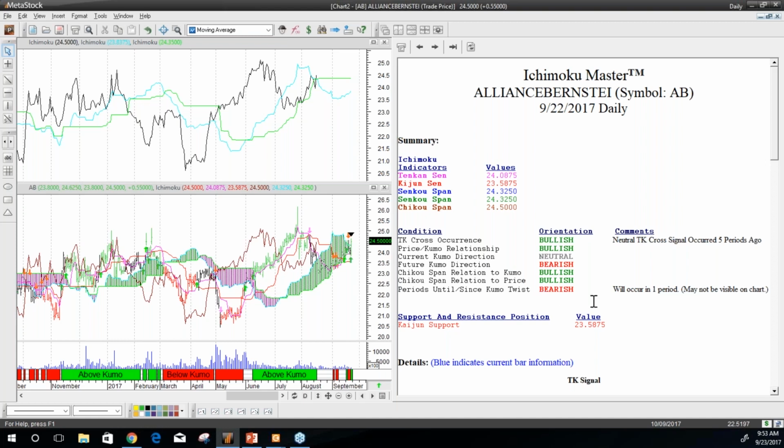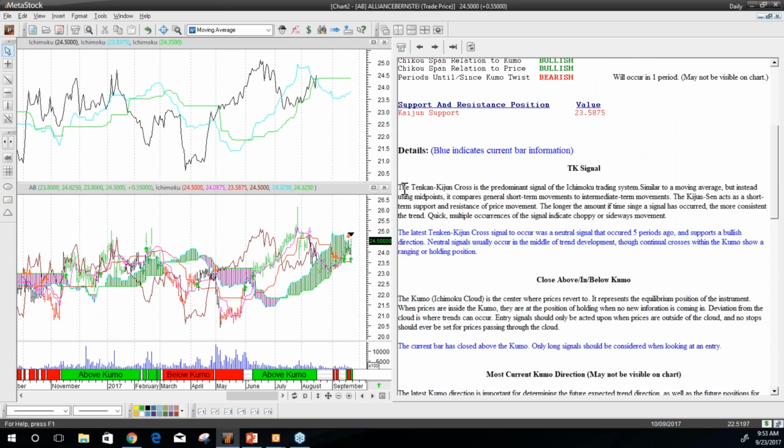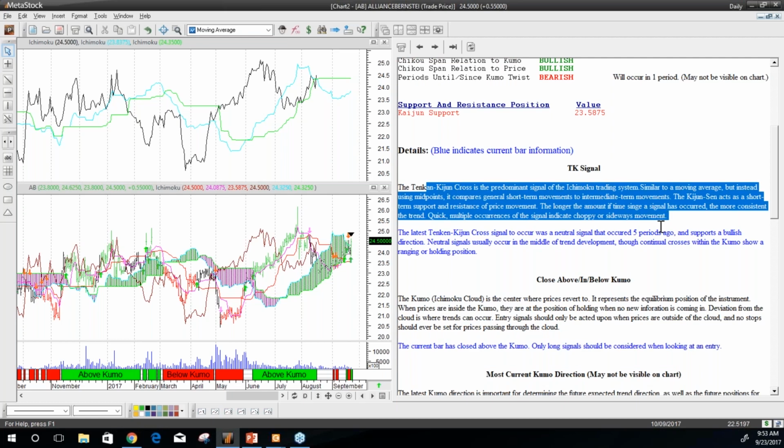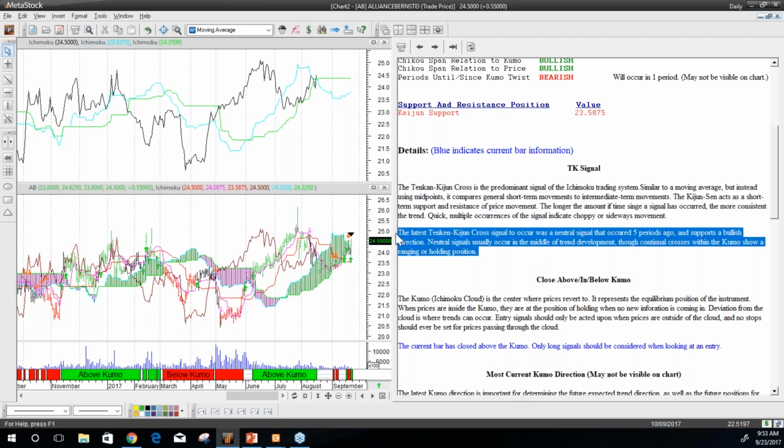And I was able to apply the expert advisor, go through it, and understand it on a pretty detailed level. It breaks down everything that's going on the chart for you. These details are very handy because they tell you the things you want to watch for. The Tenkan signal cross is the predominant signal of the Ichimoku trading system, similar to a moving average. The black part is always going to be there. The blue part actually relates to the chart. So it's well organized as you're learning. You can figure out exactly what it's doing just by reading the commentary. It does a really good job of that.